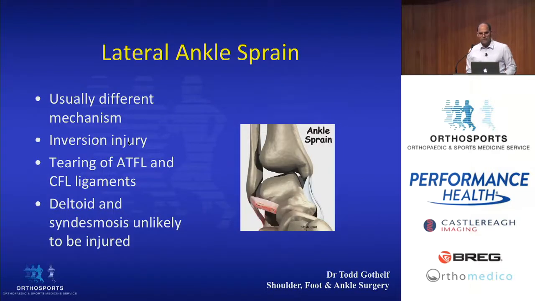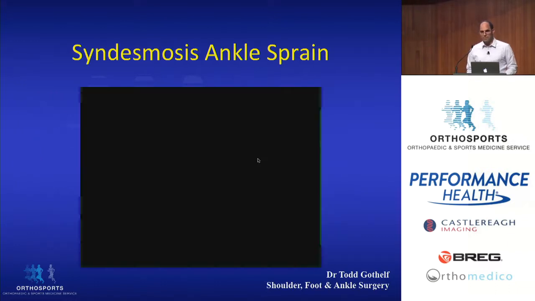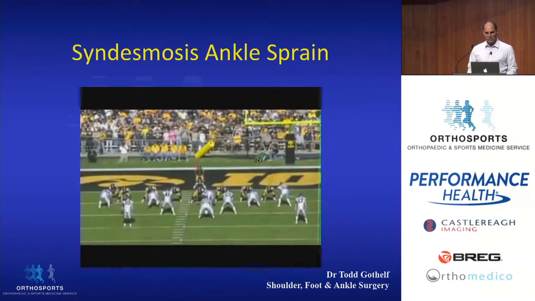When you see a lateral ankle sprain, it's usually a completely different mechanism. This is an inversion injury, and usually what's injured is the anterior talofibular ligament, the one from the fibula to the talus, and the calcaneofibular ligament, the CFL. So those are the two that get injured. You can see in this image that the deltoid doesn't get injured, and the syndesmosis between the two bones usually doesn't get injured either.